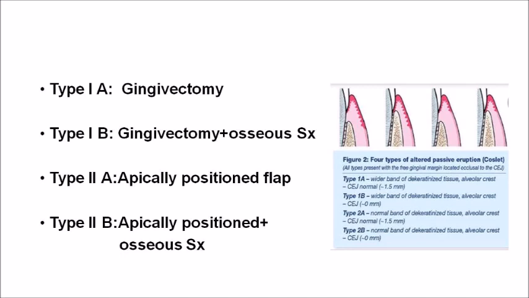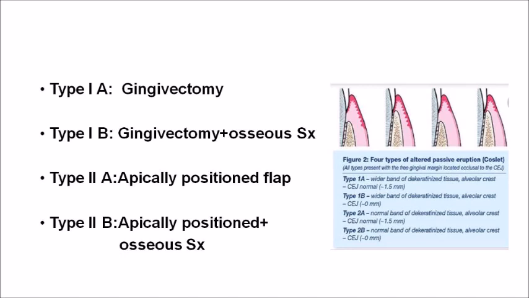Treatment: crown lengthening can be done using various techniques and this is dependent upon this classification. In case of type 1, there is a wide band of keratinized tissue, therefore we can do gingivectomy. In 1A, since the distance between alveolar crest and CEJ is normal, we don't need osseous surgery. So in type 1A, we can expose the crown or lengthen the crown purely by using gingivectomy. In 1B, we have to use gingivectomy as well as some osseous surgery because the alveolar crest is at the level of CEJ and we want to move the alveolar crest apically by reducing it. Therefore, 1B warrants gingivectomy plus osseous surgery.